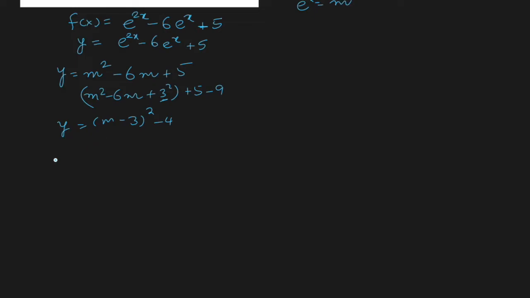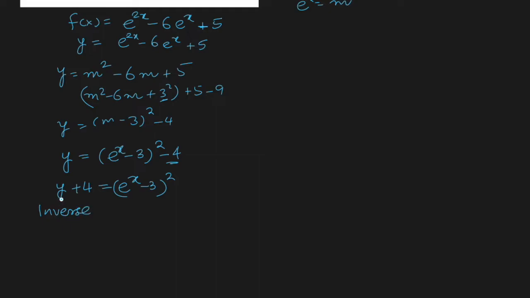So this m was for simplicity. Let's bring back e to power x. y equals e to power x minus 3 squared minus 4. Let's get this minus 4 to the left side. y plus 4 equals e to power x minus 3 squared. Mind it, our job is to make x the subject, then only it will become inverse. So let me start the inverse process now.